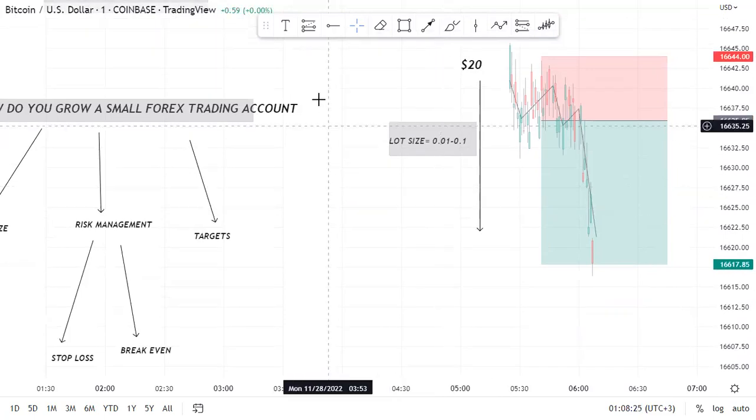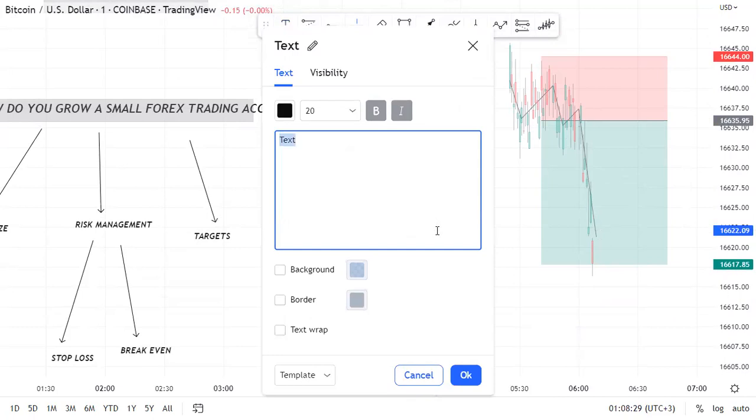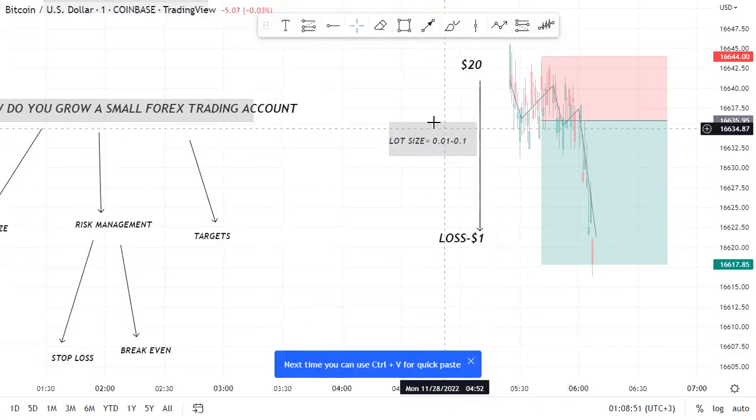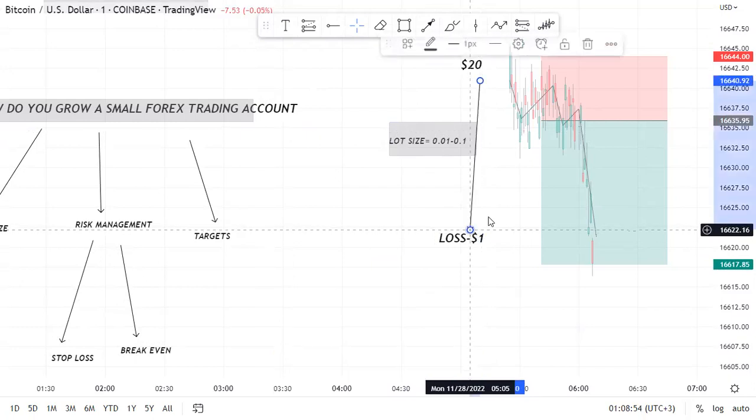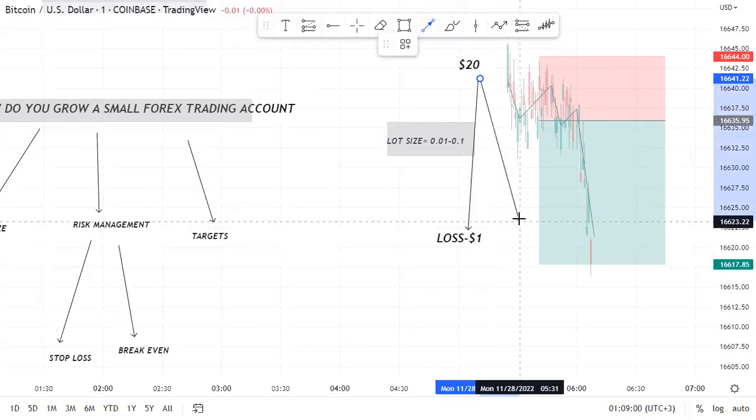If I had $20, I would say for every trade, I'm willing to lose, let's say, $1, right? Your loss will be $1 like this. This will be a loss. Then your profit again here.